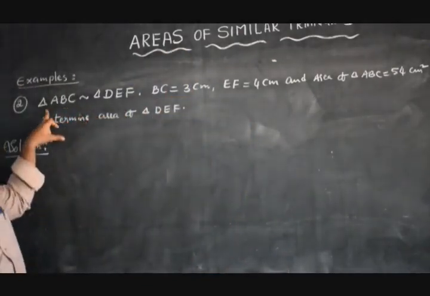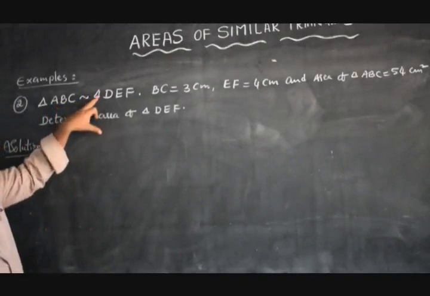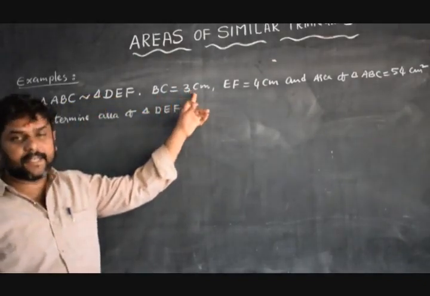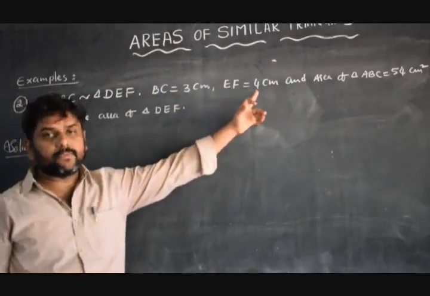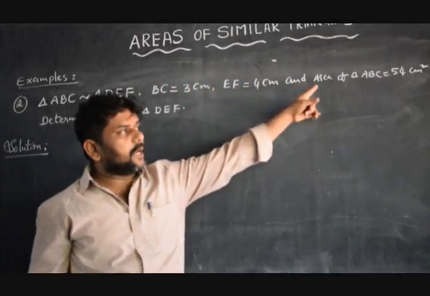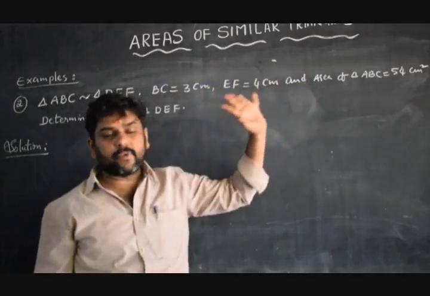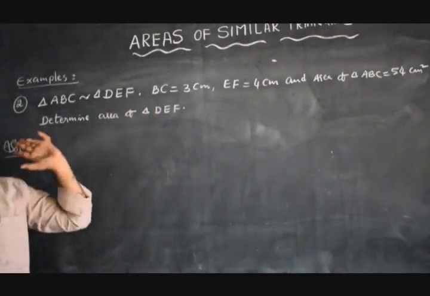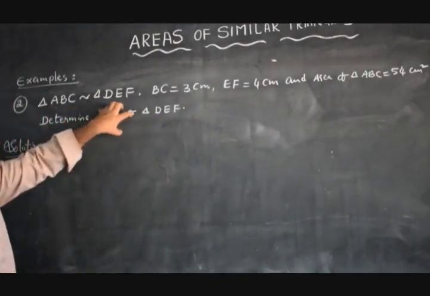Here triangle ABC is similar to triangle DEF. BC is equal to 3 centimeters, EF is equal to 4 centimeters. These two corresponding sides are given. Now area of triangle ABC is equal to 54 centimeters square. Determine the area of triangle DEF. Now we are going to find the area of triangle DEF.